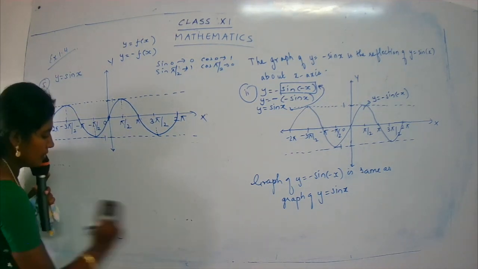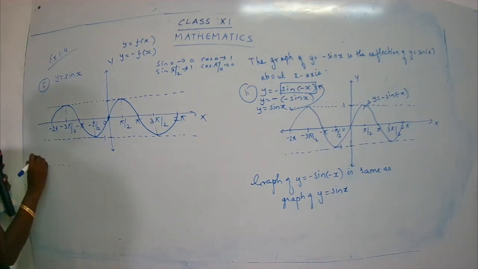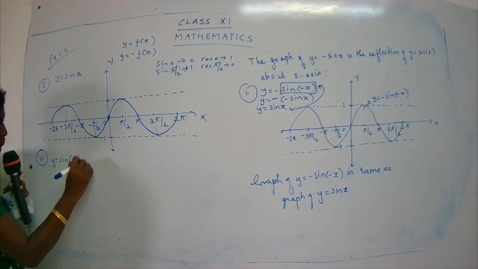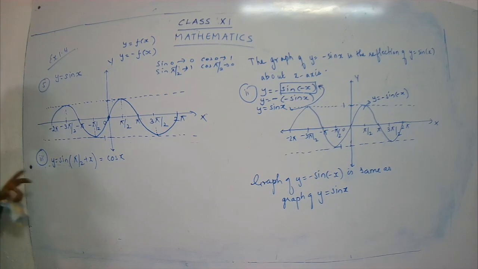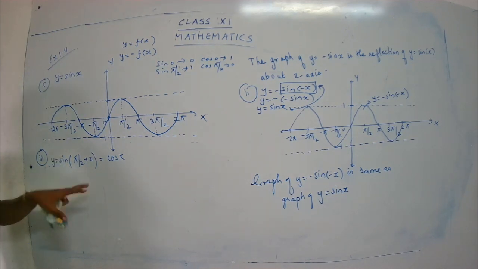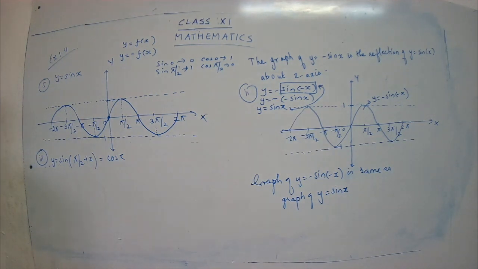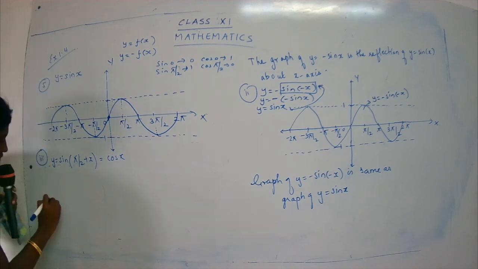Okay, so I'm going to continue with the third subpart now. We are going to plot a graph for y is equal to sin of pi by 2 plus x, which is equal to cos x. So indirectly we are going to plot a graph for cos x. Let's see how we are going to get a graph of cos x from sin x.